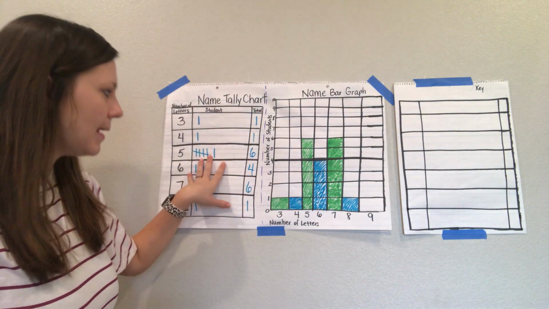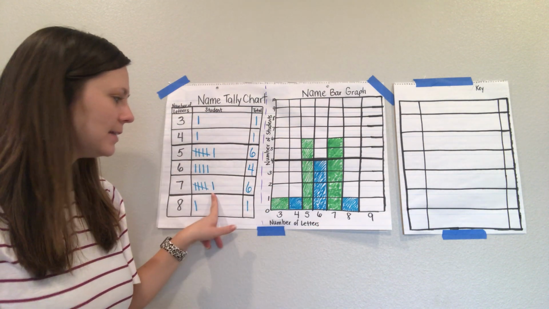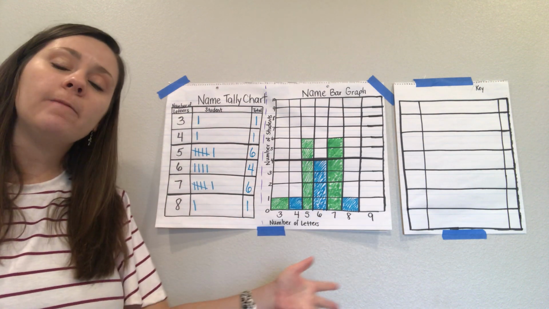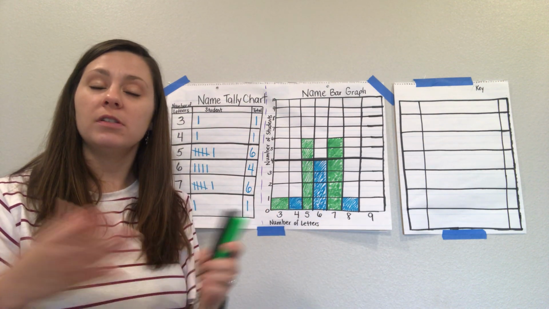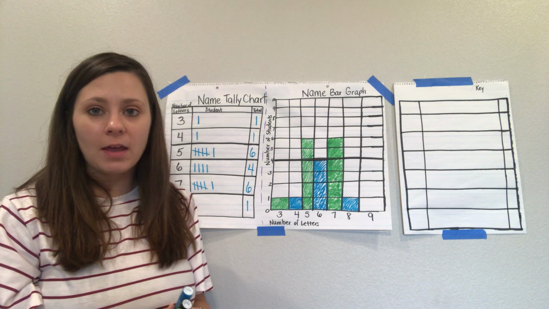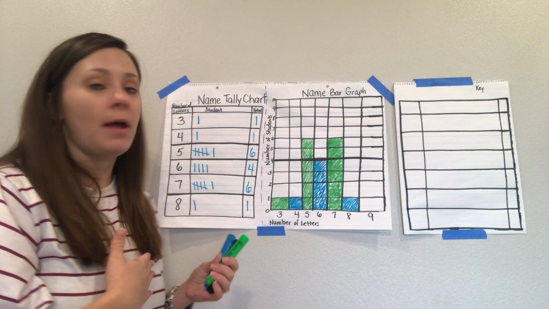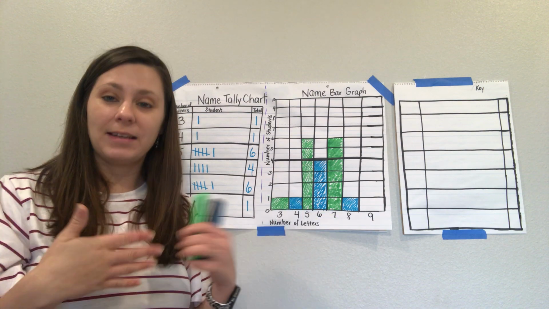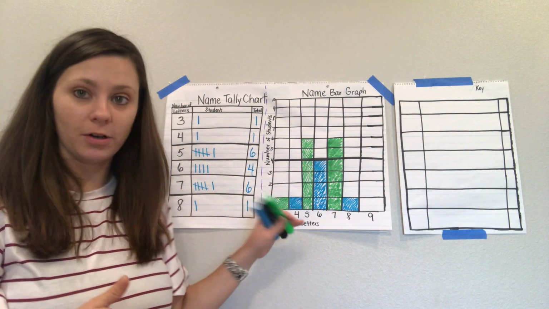So yesterday we talked about making our name tally chart, and we made a name bar graph, and we learned about making tallies and how to put that data into a graph. Remember, data is the information that you collect when you do a survey. Our survey was when I asked you how many letters are in your name. When you answered that, I was able to collect data to put into my charts.